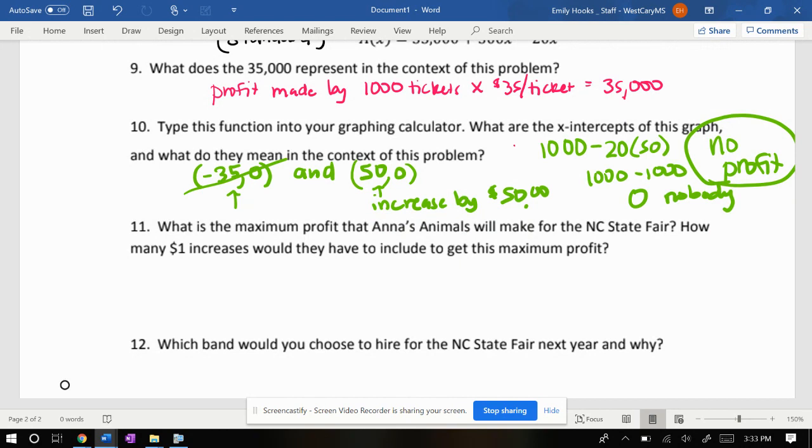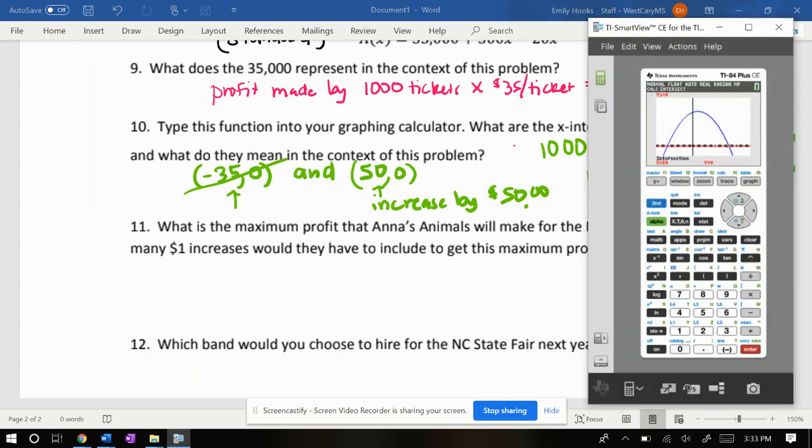All right, and then what's the maximum profit that Anna's Animals will make for the NC State Fair? And how many $1 increases should they have? How many $1 increases would they have to include to get the maximum profit? So let's go back to our calculator. We're going to find the maximum for this. So second trace, number 5. I want my cursor to be as close to the maximum as possible, and I need it to be on the left side. Did I just do intersection? Hold on. I think I did.